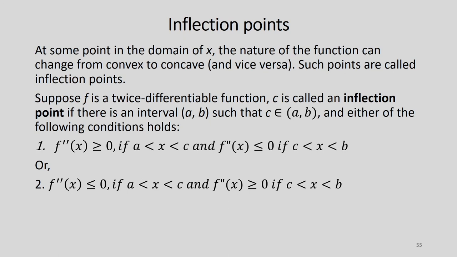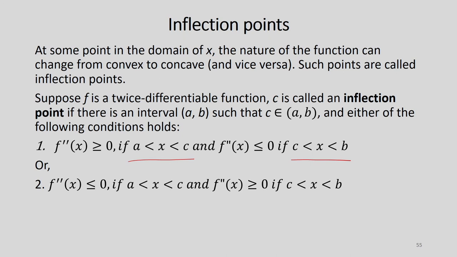And now we come to the technicalities. Suppose f is a twice differentiable function, then small c is called an inflection point if there is an interval a to b such that c belongs to that interval, and either of the following conditions holds. Number one, if f double dash of x is greater than or equal to 0 for x lying between a and c, and if f double dash of x is less than or equal to 0 for x lying between c and b.